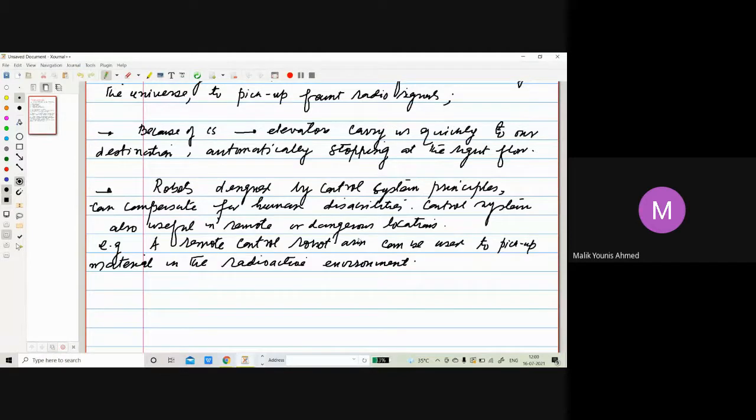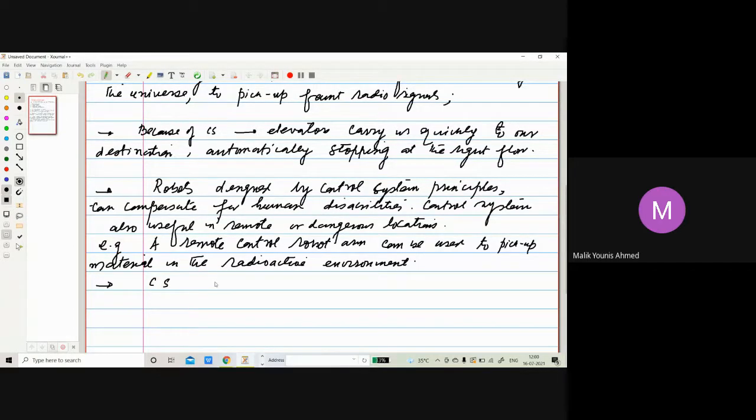So we can prepare a remote control, we can control that remotely and send that arm there that can pick up the material for us, and it can dump it at the right destination. So this is another advantage of the control system. Another is control system can also be used to provide convenience by changing from one form of the input. Let me explain this.